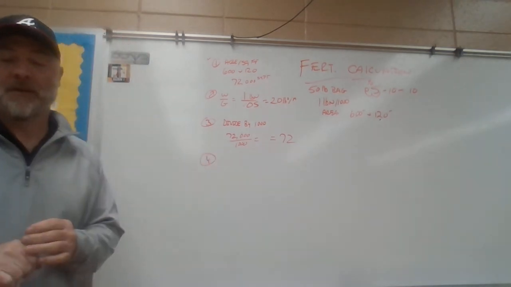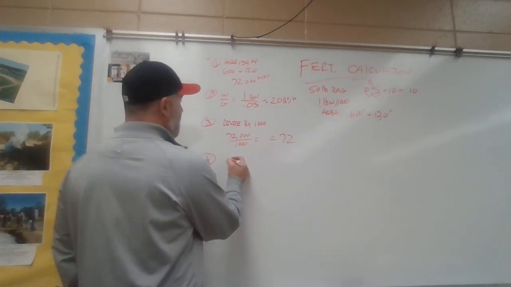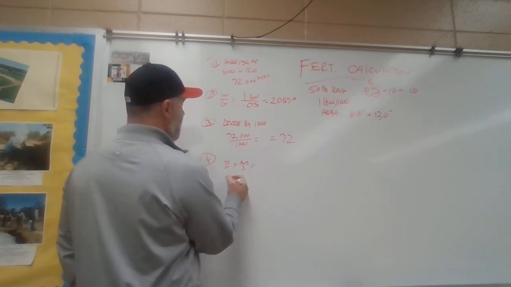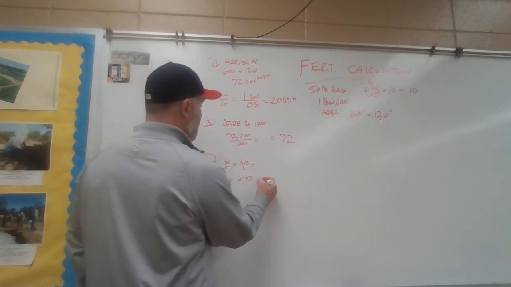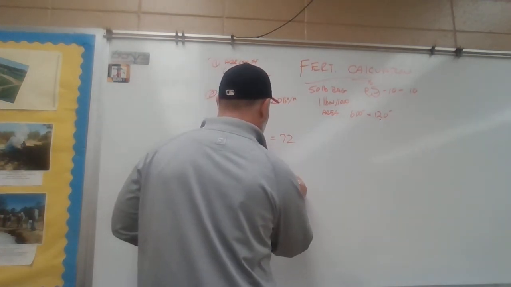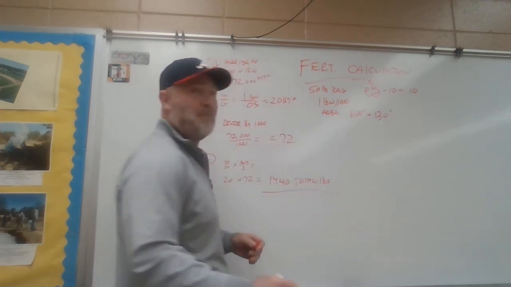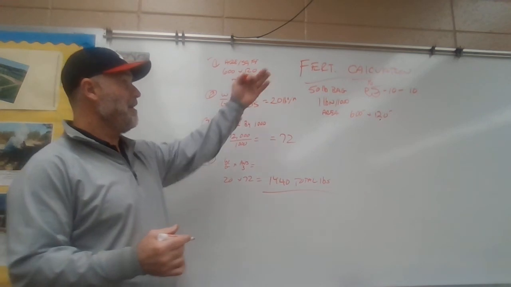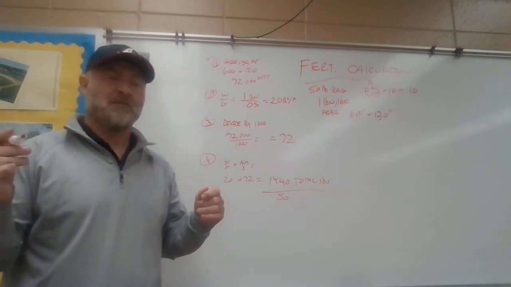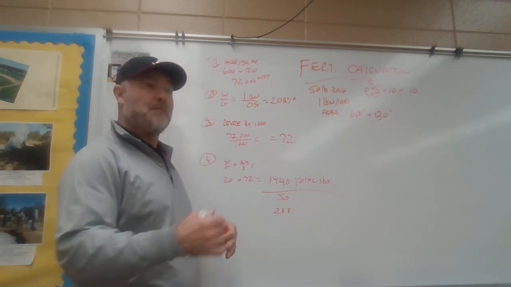Step four. Multiply one over got by the answer from step three. That would be 20 times 72. That gives me 1,440 total product, total poundage, however you guys want to word it. But I asked for the bag, so we would divide by 50. That gives me 28.8 bags. Is there any such thing? No, 29 bags.